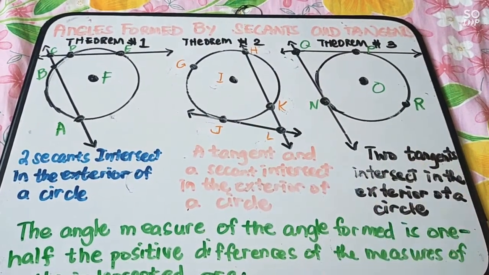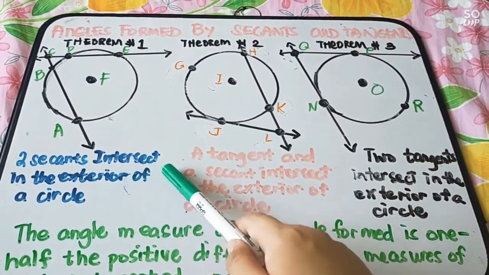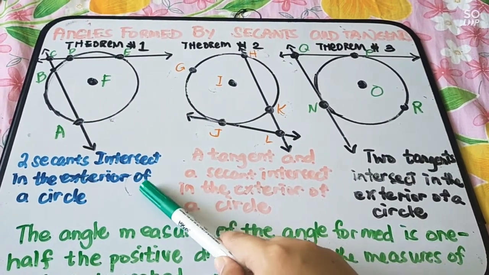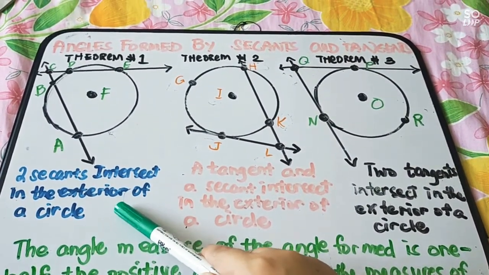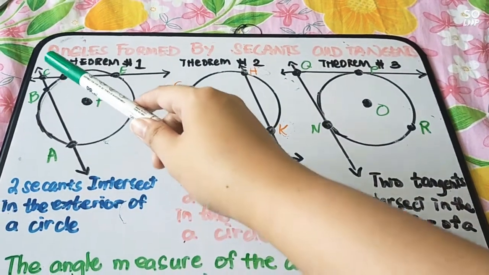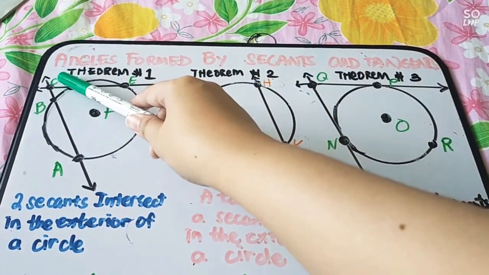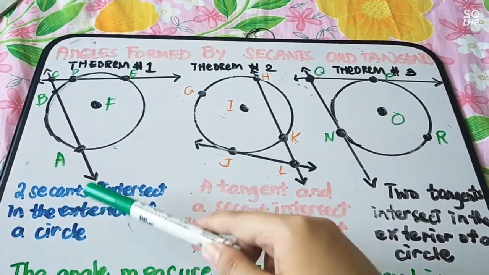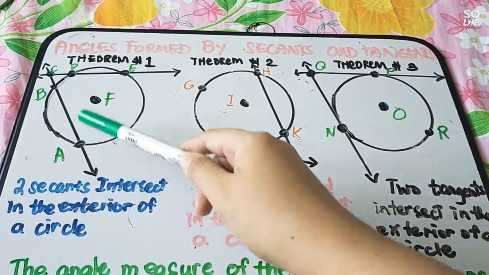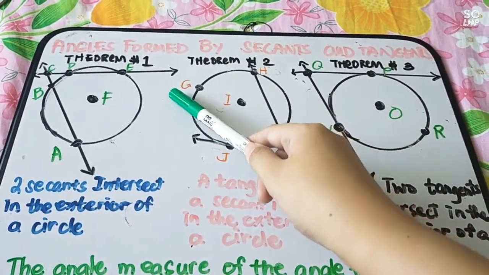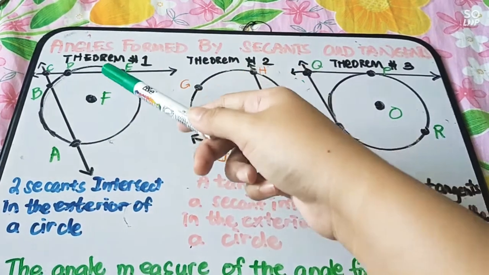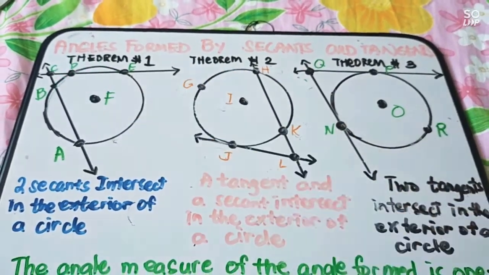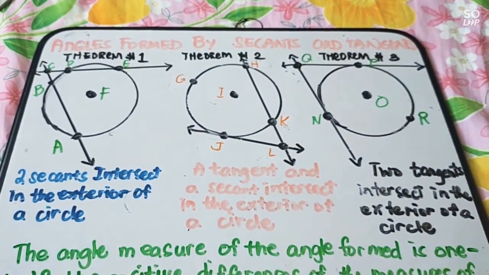The first situation here, two secants intersect in the exterior of a circle. So, our exterior point here is point C. That's one. We have here point C. Then, our two secants here, we have line BA and line DE. They intersect in the exterior point, which is point C. That is our first situation.